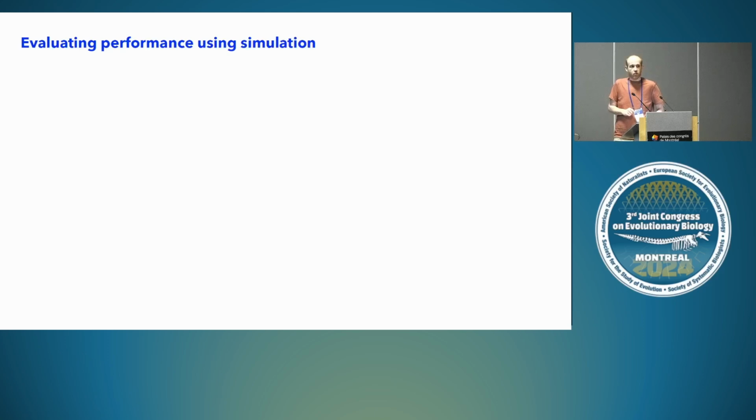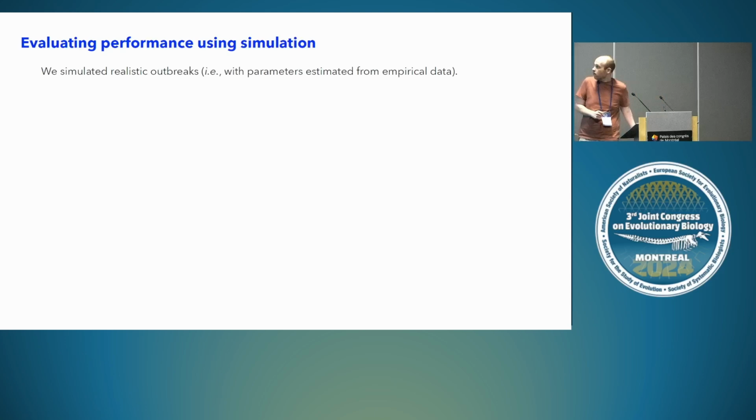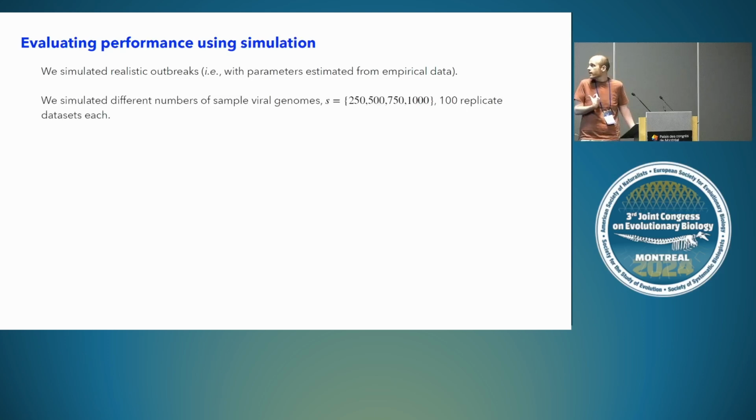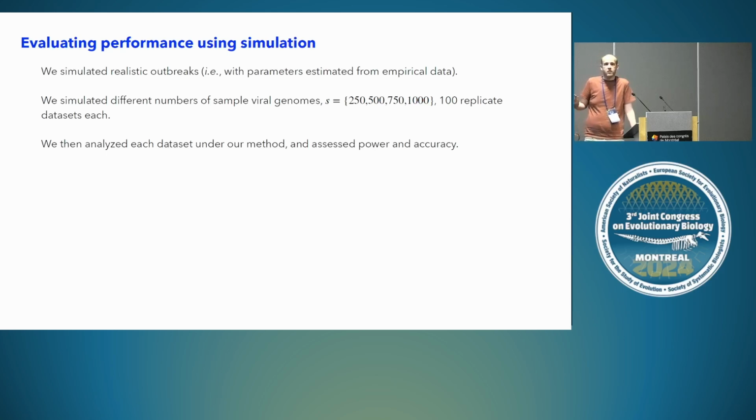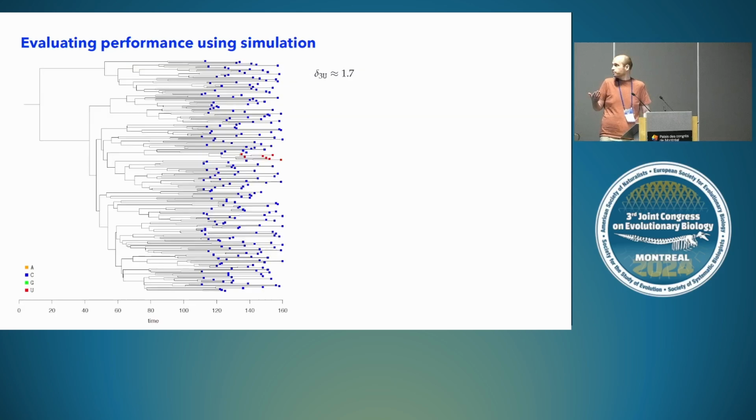So we've assessed the performance of this method using simulation. I'm not going to go into a whole lot of detail, but we simulate data with parameters that are calibrated by our empirical data analyses. We simulate a varying number of samples, so trees with 250 to 1,000 tips. And then we applied the method to the simulated data to get a sense of how powerful the method is and how accurate estimates are.